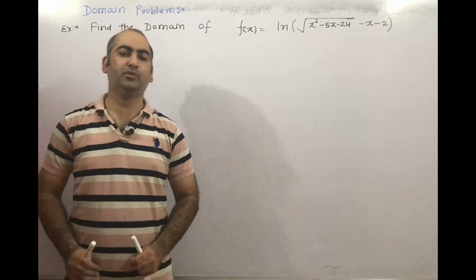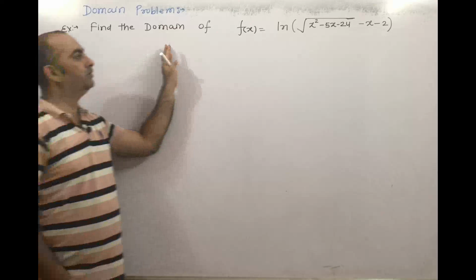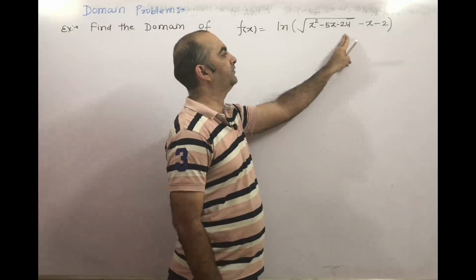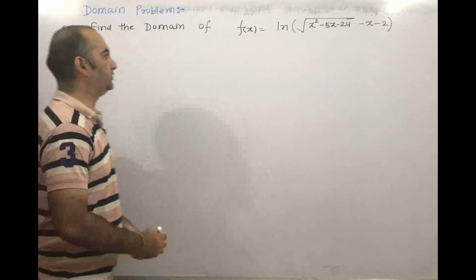Next we are discussing problems based on domain. So the first problem is: find the domain of f(x) = ln(√(x² - 5x - 24) - x - 2). So this problem we have to solve. Now the solution.